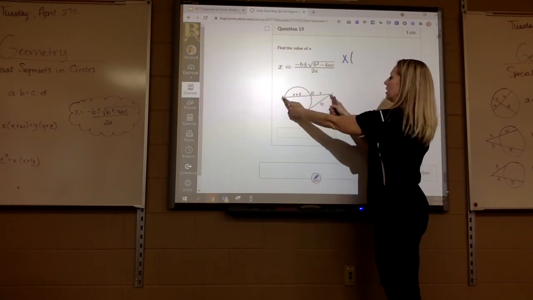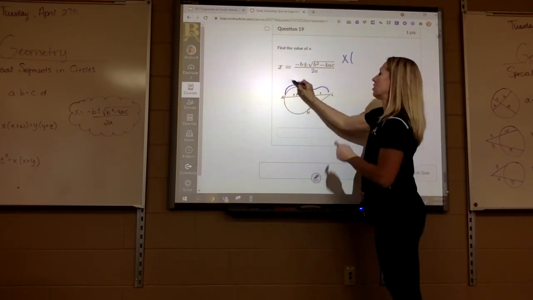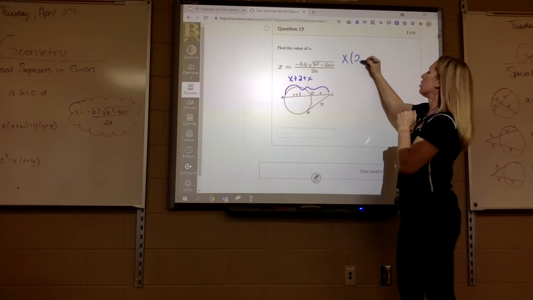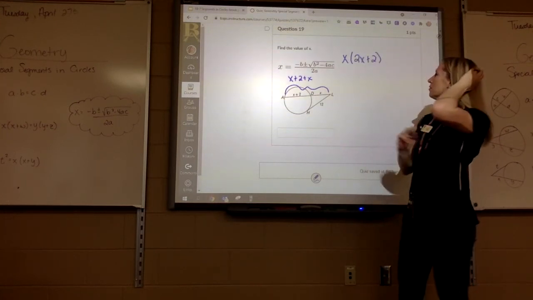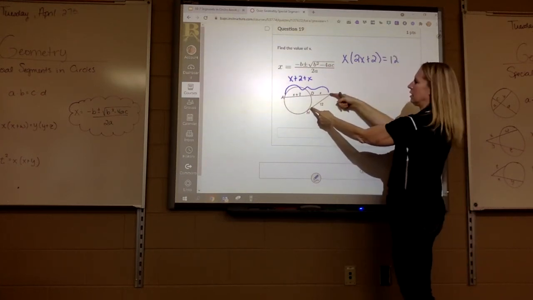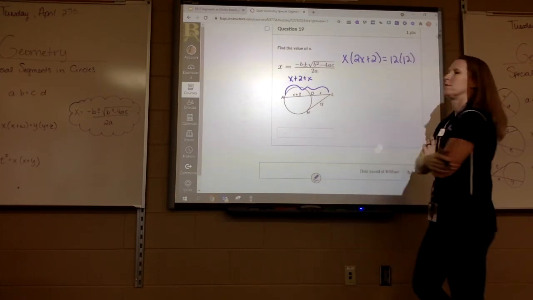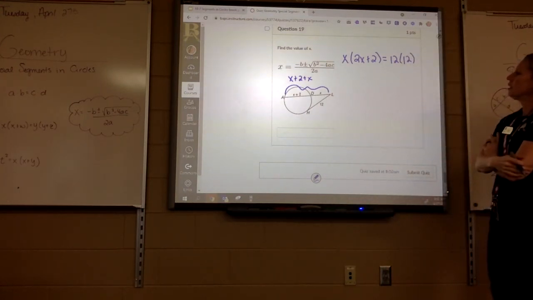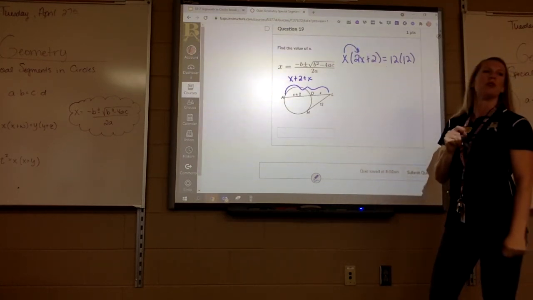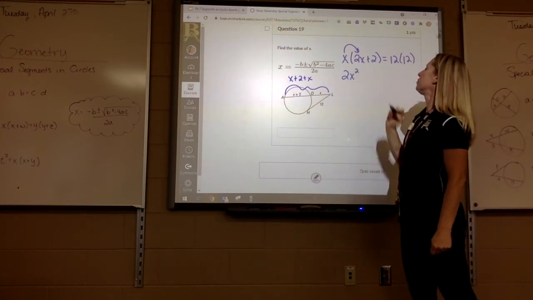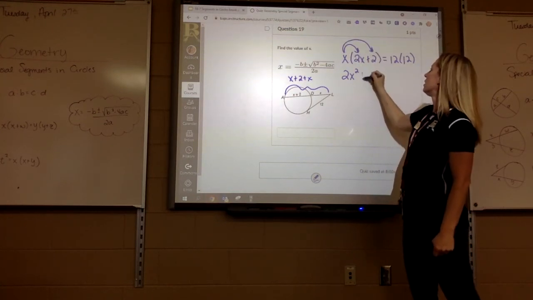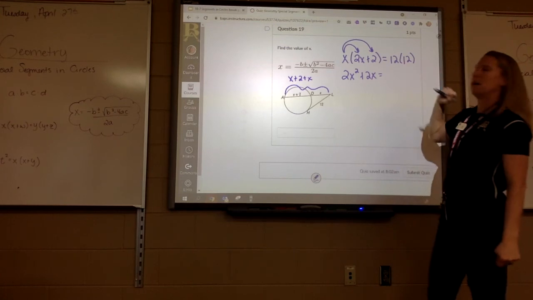X times the entire length added together. So that's x plus 2 plus x. So what would that end up being when I combine my terms? 2x plus 2, yeah. Equals outside piece 12 times the whole length, 12. 12 times 12. So what is x times 2x? 2x squared, so this time my a is going to be 2. What's x times 2? 2x. And then 12 times 12?